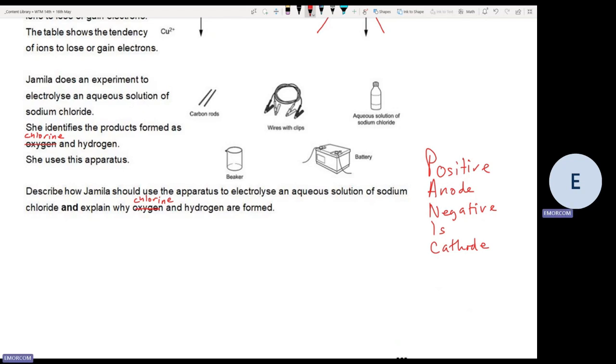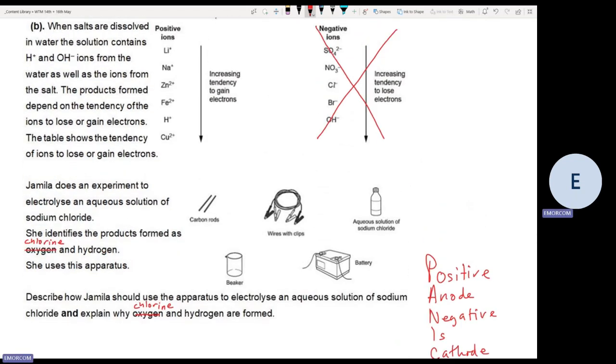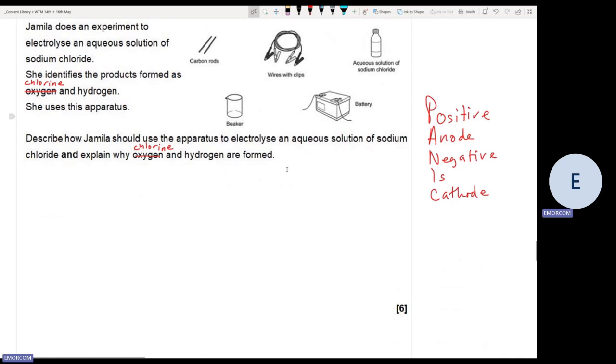Okay, so now we're going to do the question as though it's the kind of question that we might get. So it says, when salts are dissolved in water, the solution contains H+ and OH- ions from the water, as well as the ions from the salt. The products formed depend on the tendency of the ions to lose or gain electrons. And then we've got the table. Jamila does an experiment to electrolyze an aqueous solution of sodium chloride. She identifies the products as chlorine and hydrogen. She uses this apparatus. Describe how Jamila should use the apparatus to electrolyze an aqueous solution of sodium chloride and explain why chlorine and hydrogen are formed.